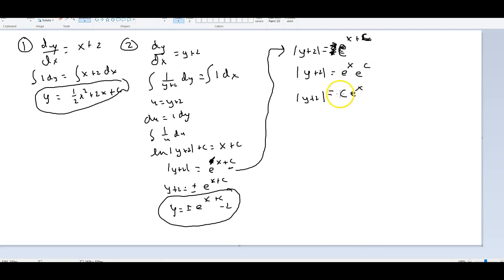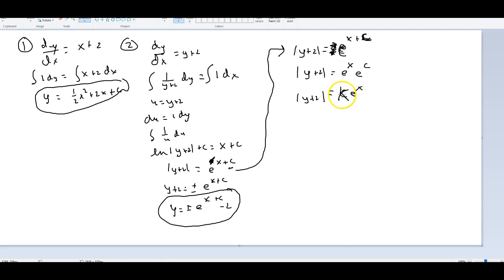C plus c could be c, c divided by c, two c's and a c could be c, but e to the c is c? I can't do it. So what people do is they make this a k. Yeah, I kid you not. So e to the c is now k. Fair enough? You can pick any letter you want.